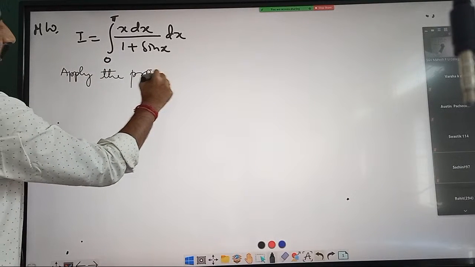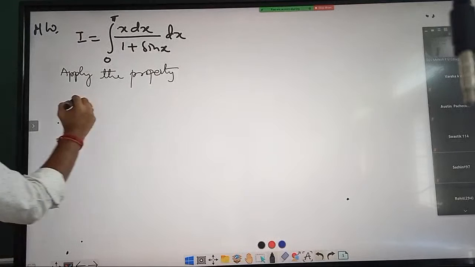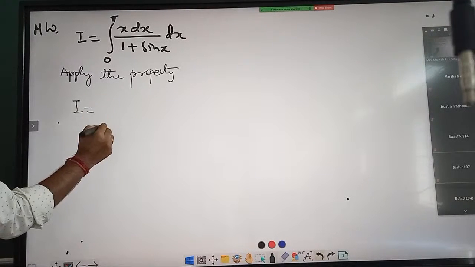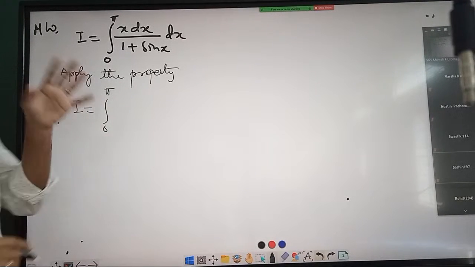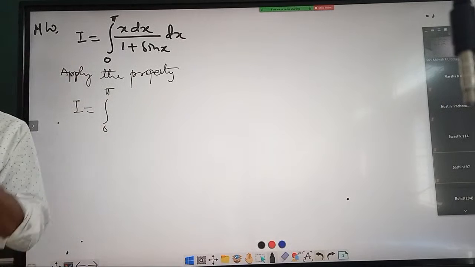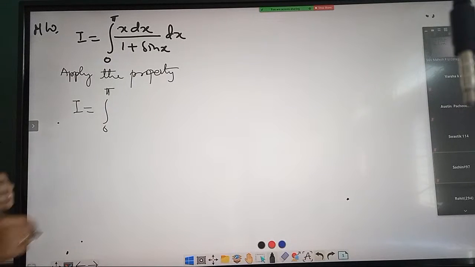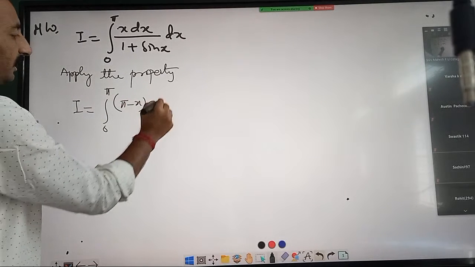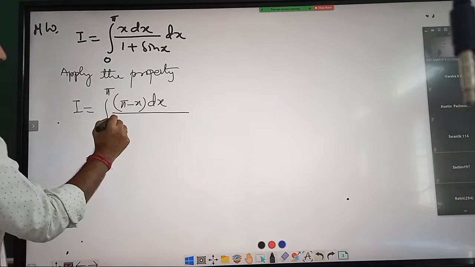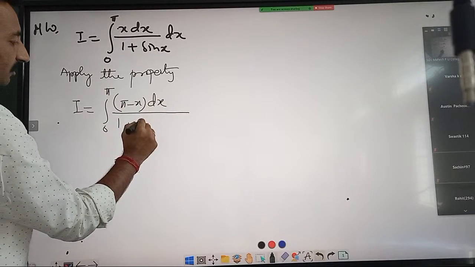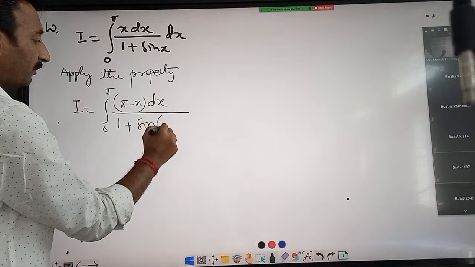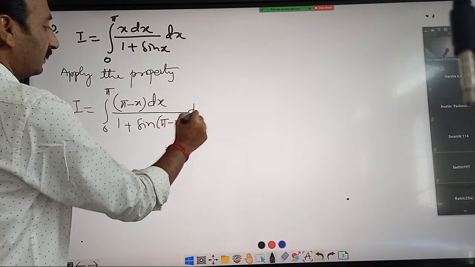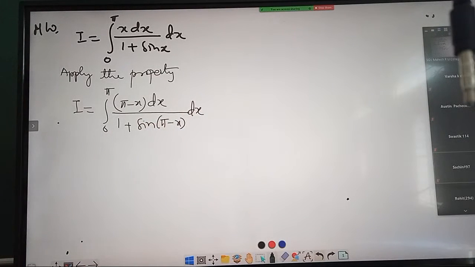What does the property tell us? I equal to integration from 0 to pi. Simply you replace x by upper limit minus x, or else sum of the upper and lower limits minus x. So which is (pi minus x) dx, whole divided by 1 plus sine of (pi minus x) dx. Correct? So now here my intention is to remove the x.